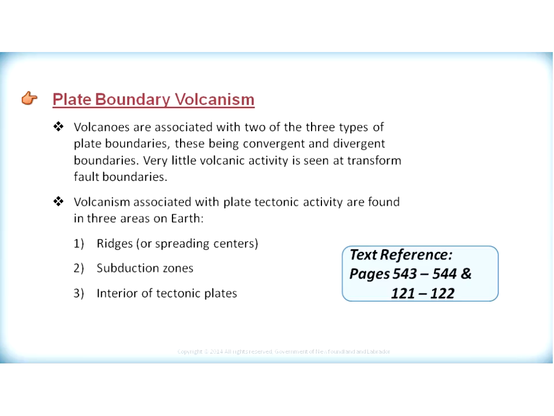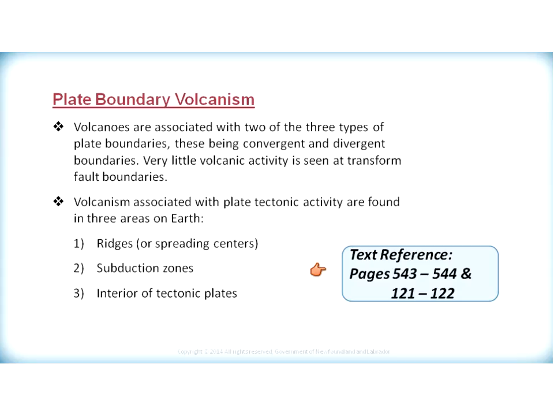Let's first look at plate boundary volcanism. Volcanoes are associated with two or three different types of plate boundaries, these being convergent plate boundaries and divergent plate boundaries. Very little volcanic activity is seen at transform fault boundaries. Volcanism associated with plate tectonic activity is found in three areas along the Earth: at ridges, subduction zones, and the interior of tectonic plates. This presentation will focus on number 3, the interior of tectonic plates.